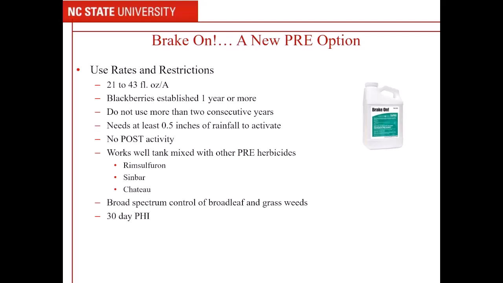The use rate on that is 21 to 43 fluid ounces per acre. We can use it on blackberries that are established at least 1 year. The label says do not use it more than 2 consecutive years in a row. So if you use it 2 years, you definitely need to take a year off. Of course, it needs rainfall to activate it. It doesn't have any post-emergence activity, and it has worked well in tank mixes with other pre-emergence herbicides like rimsulfuron, which is Matrix, Sinbar, and Chateau, or flumioxazin products. You know, it's pretty broad spectrum, broadleaf and grass weeds, and has a 30-day PHI.